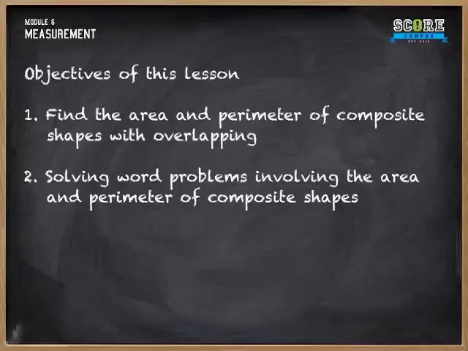Objectives of this class. Objective number 1, find the area and perimeter of composite shapes with overlapping. 2, solving word problems involving the area and perimeter of composite shapes. Let's get to work.